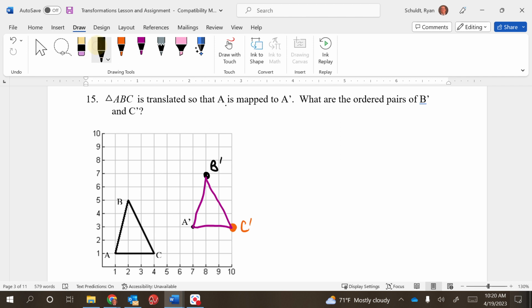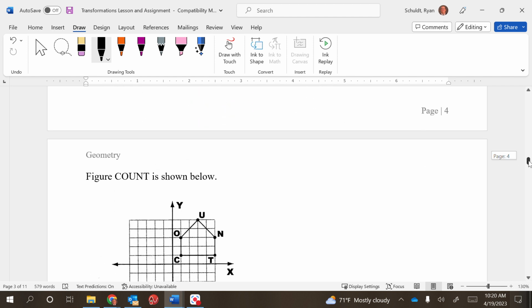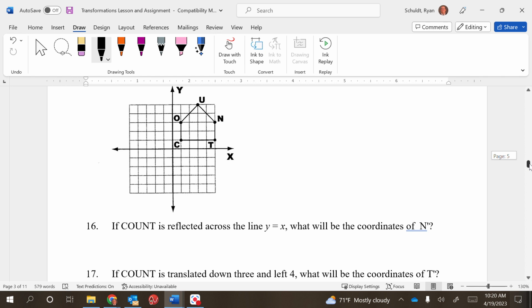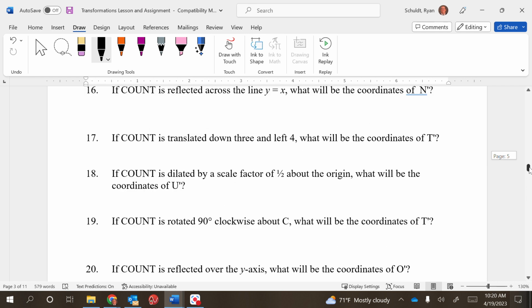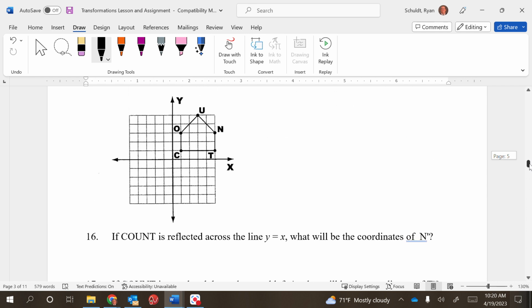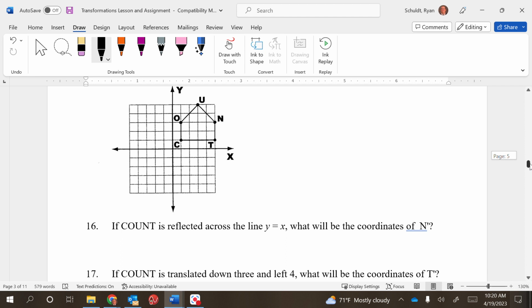Okay, what are the ordered pairs for B prime? B prime is at 8, 7. C prime is at 10, 3. That's all it's asking for. Okay. Now, this one, they're asking us individual questions. We don't have to move the whole shape. We just have to look at individual questions.